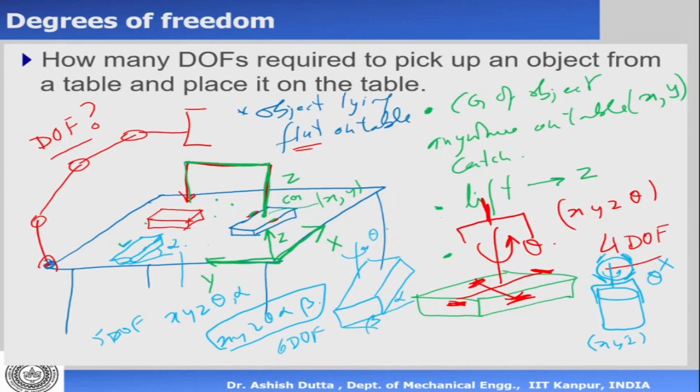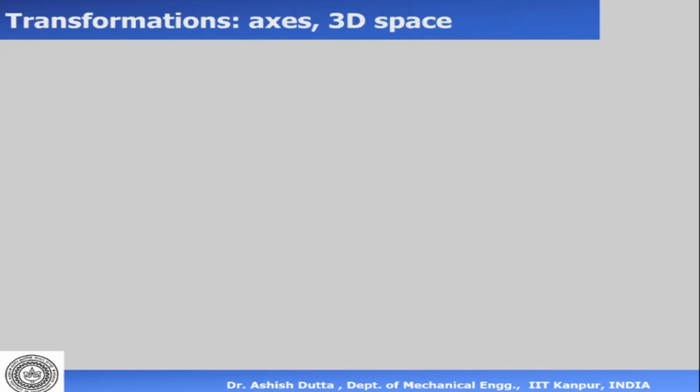Okay, so let's move on. Transformation axis and 3D space. We have seen that when we are looking at the study of robotics, a robot essentially has a base which is fixed. So I have the base which is fixed, and then I have linkages like this, like this, like that.